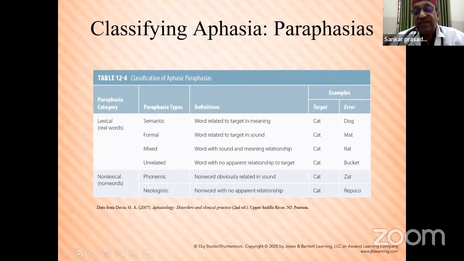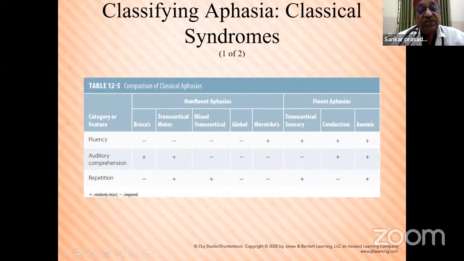So these are the targets and the errors that are seen. These are called paraphasic errors of lexical nature. Phonemic errors are non-words obviously related in sound, cat, jat. Neologistic errors are non-words with no apparent relationship, cat can be repoko. So these are the various types of paraphasias which you can come across.